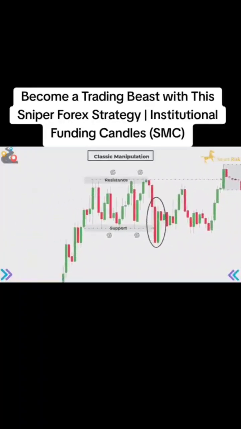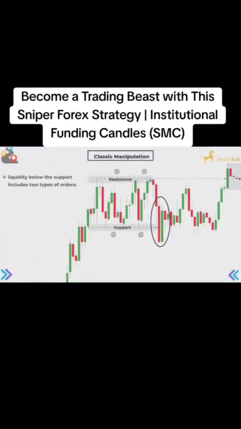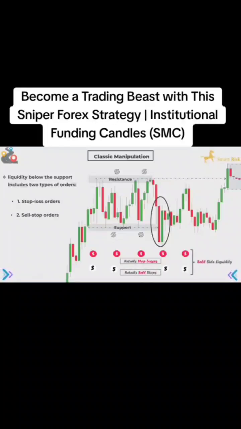It's crucial to understand that the liquidity below the support includes two types of orders. Stop-loss orders from traders who entered long within the accumulation zone. Sell-stop orders from traders expecting a breakout below the support level. Since the price experienced a manipulation phase, there is an IFC candle attributed to this manipulation. In this case, it refers to the large red candle, as it is the last selling candle that grabbed the sell-side liquidity before the drastic bullish reversal.